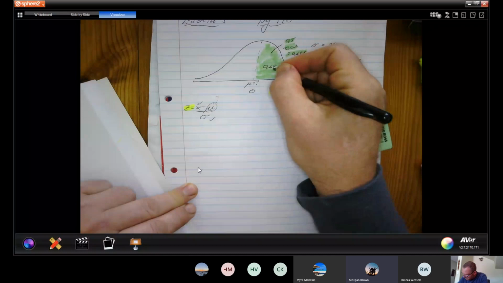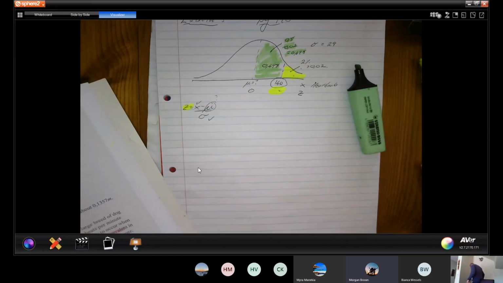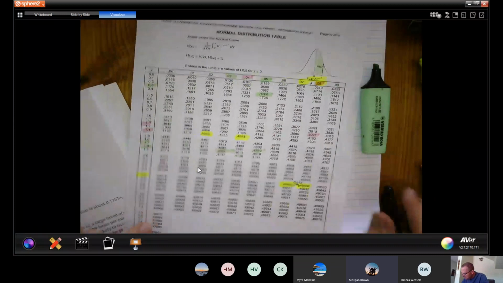On the table, oh, I need a table of Z scores. Sorry. Amber, did you steal my Z scores? Aha. There they are. Okay. Morgan, let's have a look.